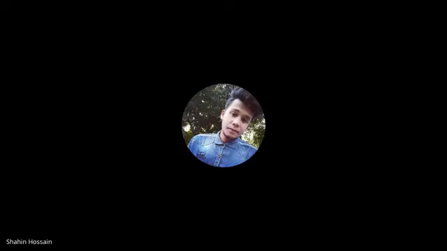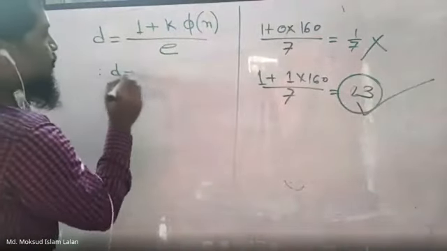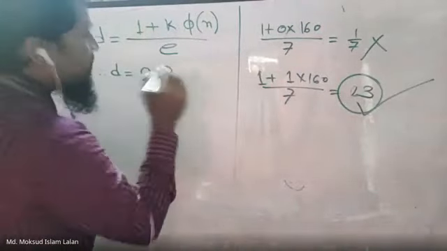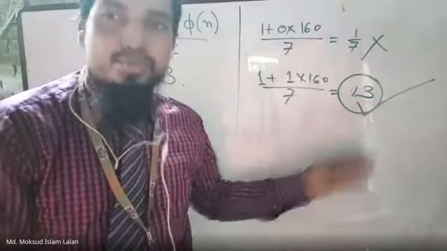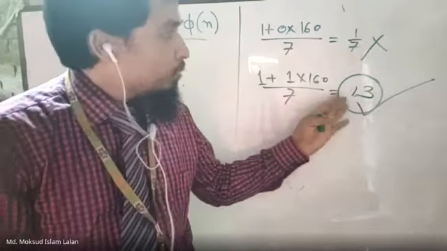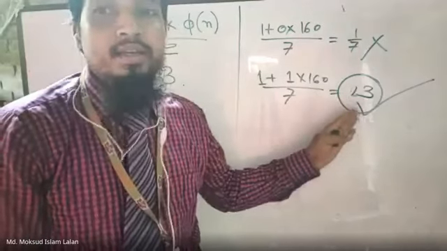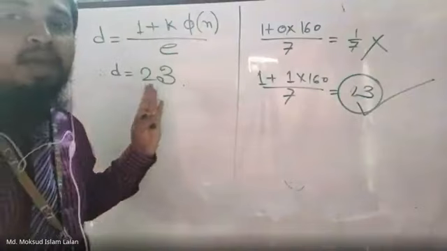So we can consider it as D. So here D equals 23. Do you understand or not? We are not increasing k any further. We can increase it, dear students, but here we should not do it. This D value, D, is the private key.